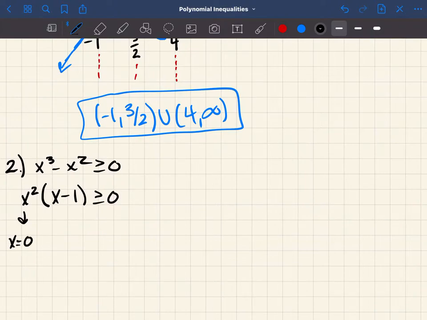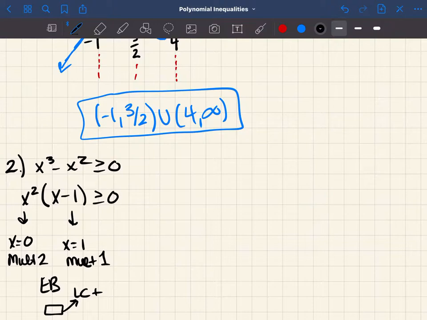We have x is equal to 0. The multiplicity here is going to be 2. And this is going to give me a 0 of 1. And its multiplicity is going to be 1. Let's look at our end behavior. My leading coefficient is indeed positive, so my right hand side is going to be up. My degree is 3, so that's odd, so it has to be trending down.